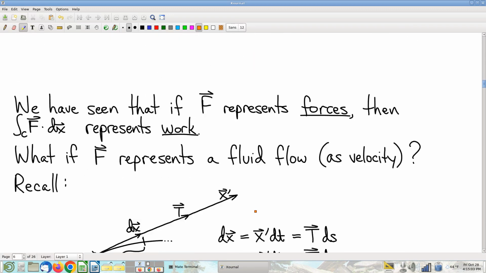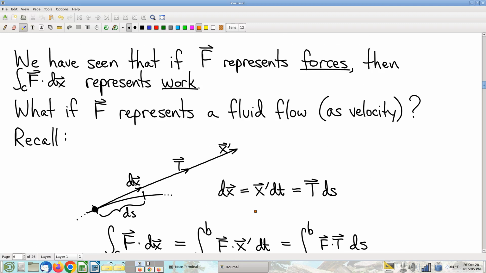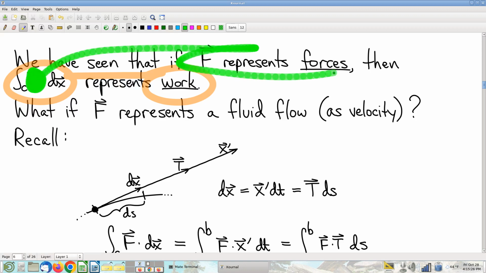Okay. So, next thing we're going to consider is sort of a new interpretation of vector line integrals. Heretofore, vector line integrals have answered one application question for us. It was to compute work. But specifically, to compute work where the understanding was that the vector field represents forces. All right, F represents forces. Let's compute work.